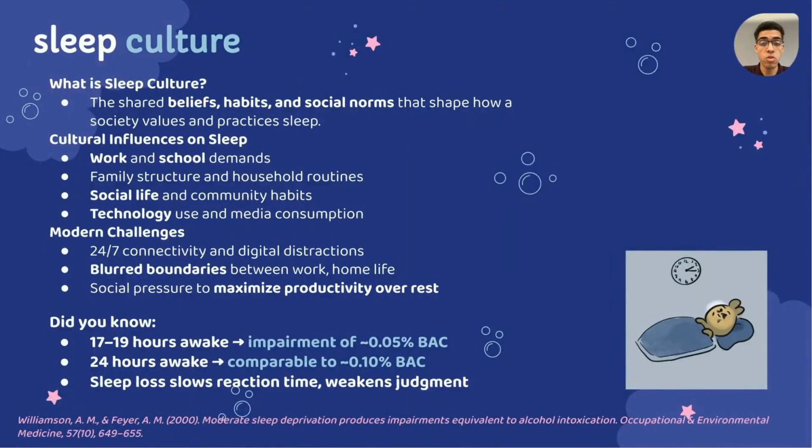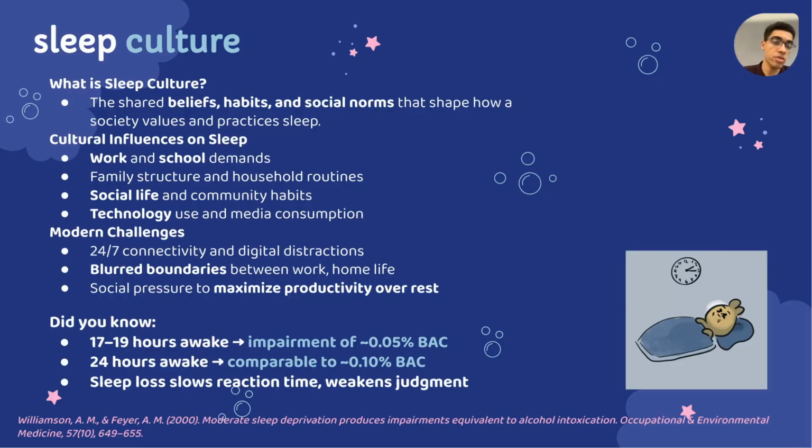Understanding sleep also requires us to understand how we communicate about sleep. Sleep culture are the shared beliefs, habits, and social norms that shape how a society values sleep and practices it. A lot of cultural influences include work and school as the top two priorities, a family structure, especially for new households. Social life and community habits can greatly affect how we view sleep on certain windows, such as the weekends or weekdays. Technology use has become more common in later hours, which has been a disruptor of sleep.